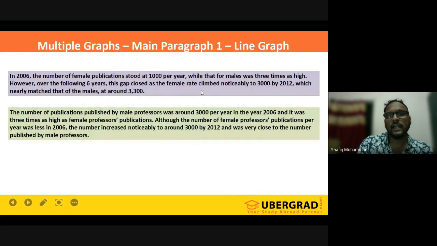Yes. Rate climbed to 3,000 by 2012, which nearly matched the males at around 3,300. So around means there's no micro measuring given there, right? So you can write around for about, approximately, all these kind of words. Okay. Again, same thing, whatever is talked about here in a different way. You can read it by yourself.